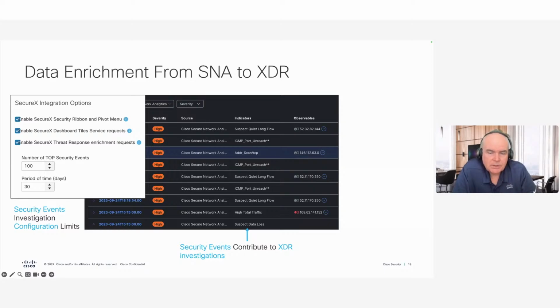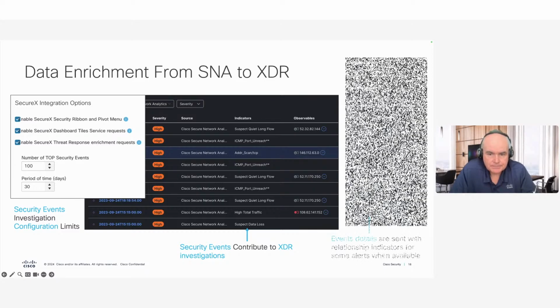So these are what we call security events that a flow collector engine is generating for us that we can actually send up into XDR for data enrichment, basically for threat hunting and investigations. This will be changing in future releases, so watch this space. We'll be doing it slightly differently coming up, but in 750, this is what we're doing today.